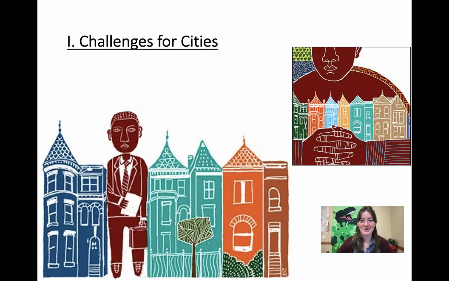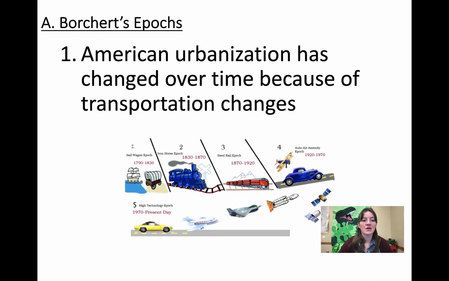Okay, so some challenges to cities. There is a concept called Borchert's epochs, and this talks about American urbanization and how it's changed over time. And in this case, it's changed because of transportation changes. So cities get bigger, they grow, they develop, as transportation changes over time.